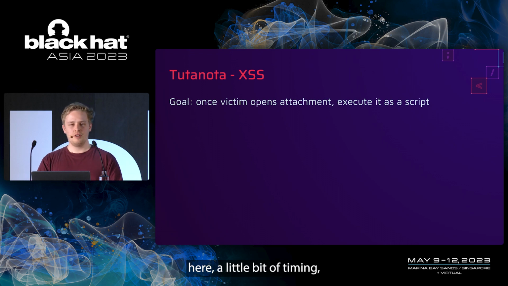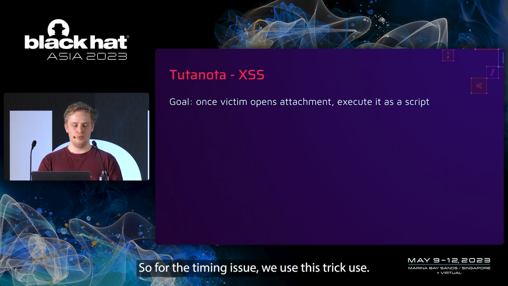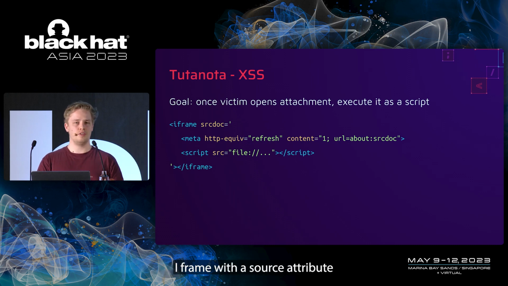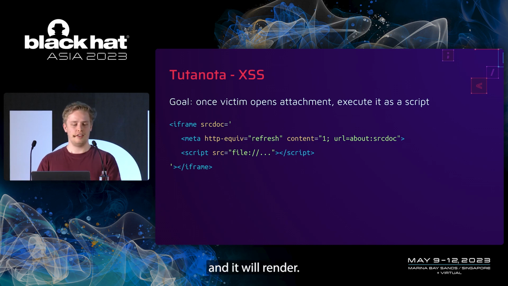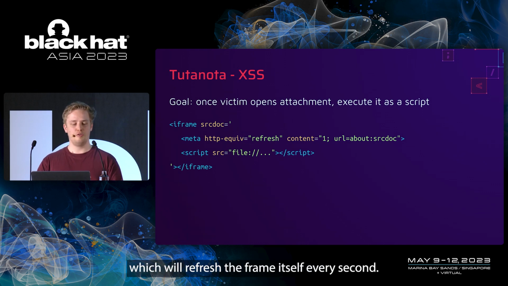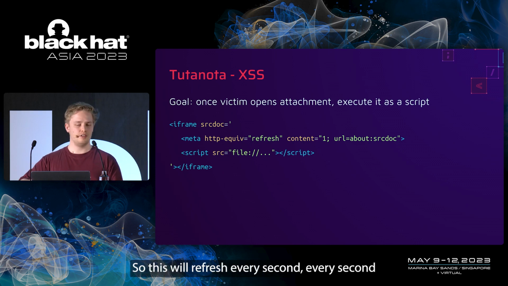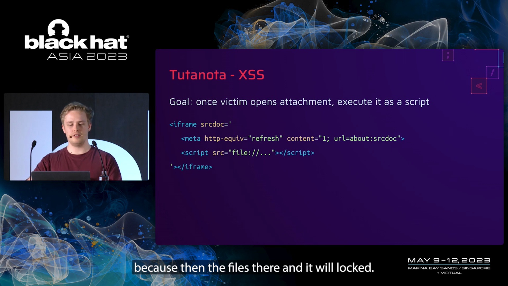But there's a little bit of a problem here, a little bit of timing, and we have to make the victim open the attachment. For the timing issue, we use this trick. We use an iframe with a srcdoc attribute. Normally you use an iframe with a src attribute and put in a URL that it will load, but with srcdoc, you just put the HTML right in, and it will render. The first thing we have inside of that is a meta refresh tag, which will refresh the iframe itself every second. Besides that, we have a script that tries to load this file. So every second, it will try again to load the file from the disk. And once the victim clicks open, it will actually work, because then the file's there and it will load.